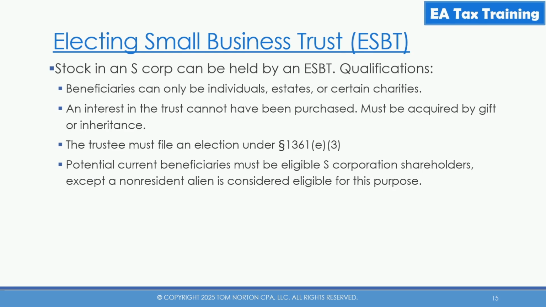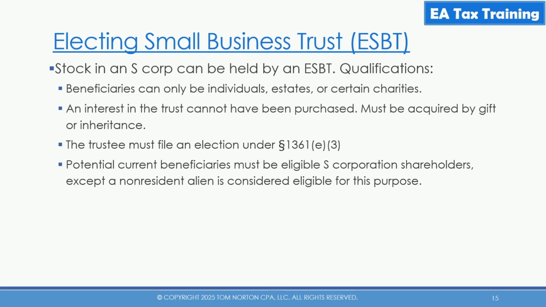Next is an electing small business trust, or ESBT. The qualifications for this are the beneficiaries can only be individuals, estates, or certain charities. An interest in the trust cannot have been purchased. It must have been acquired by gift or inheritance. So this is a way to pass on S Corp stock through either a gift or inheritance. That is what it is designed for.